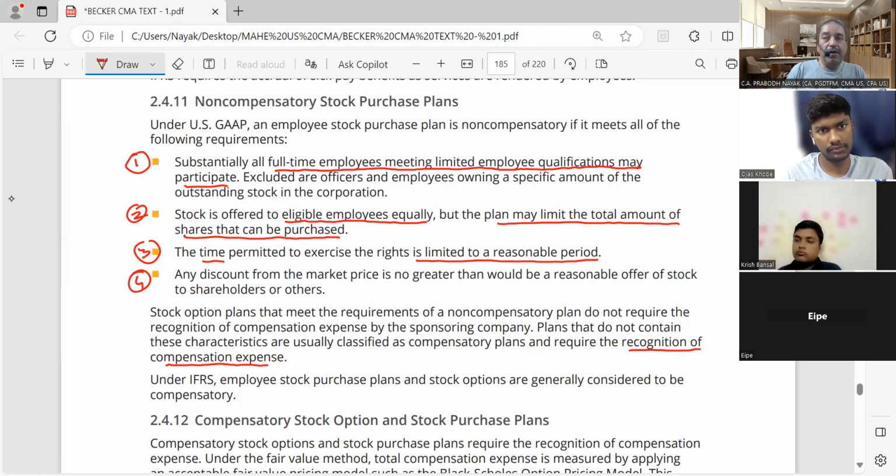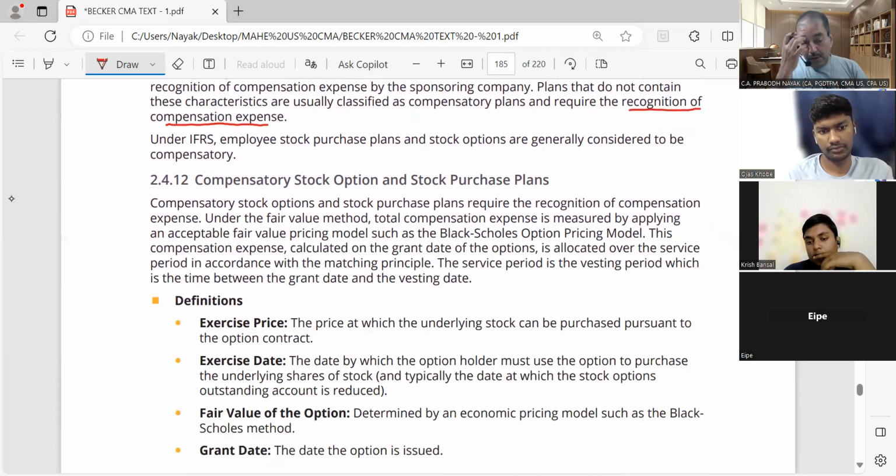Suddenly, you cannot show at the end of 5 years that, okay, shares are being offered to the employee. From where are you offering, why are you offering? That question comes. Okay, so that has to be spread over. So that is what US GAAP says. Under IFRS, employee stock purchase plans and stock options are generally considered to be compensatory. That means you will have to show the expense on a year-to-year basis. So now in this particular topic, as I told you, vesting is going to come. So a number of concepts or new definitions are there.